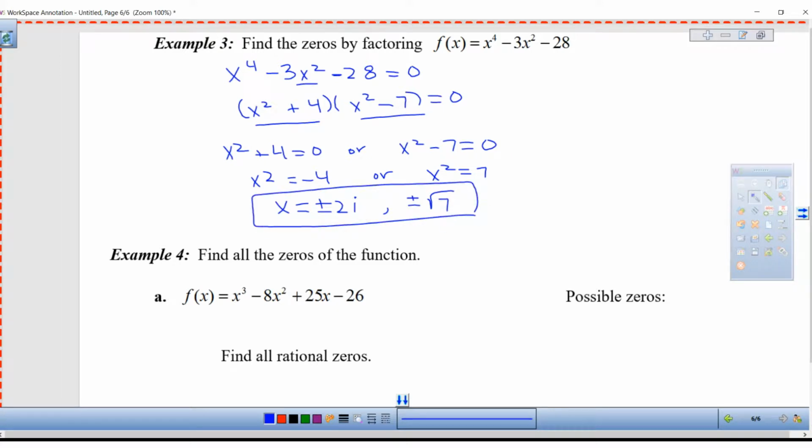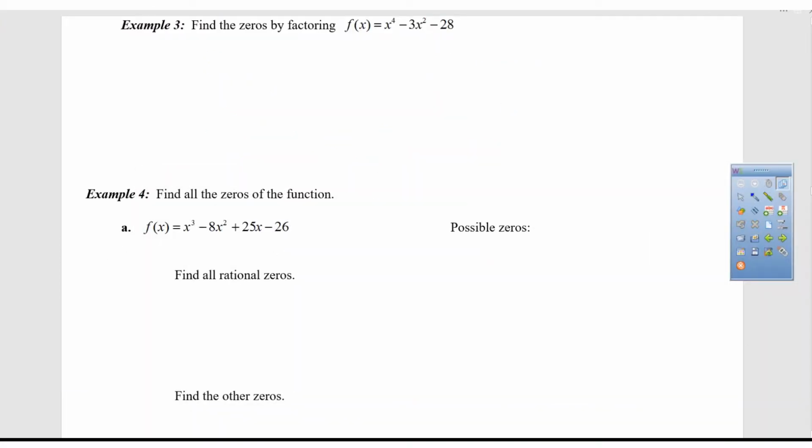You know, when you take your midterm, you guys, you're going to want to check as many answers as possible. So if you stored the square root of 7 in your calculator using that store button, and then you put it into the original, you should get a 0. Negative square root of 7, store it in, plug it in, you should get 0. So that's a way to check at least those. Okay? All right, example 4, find all the zeros.